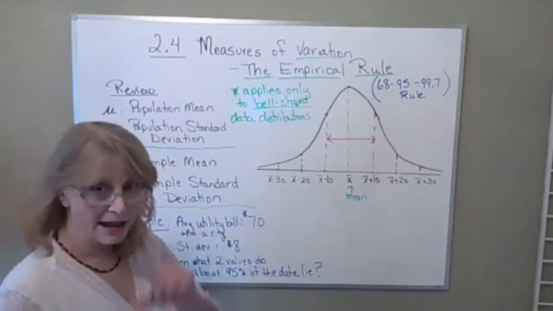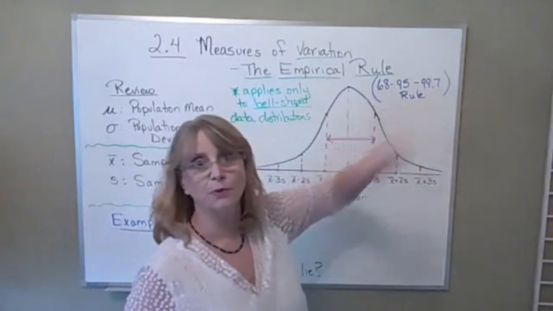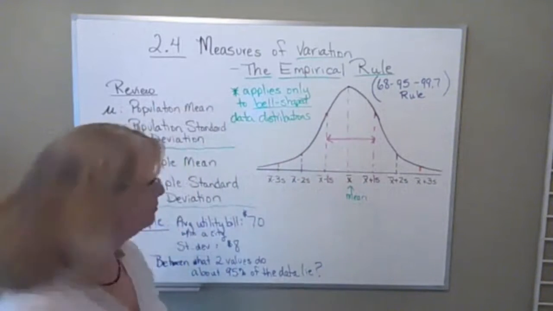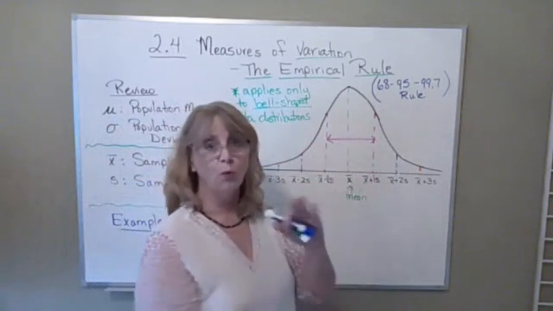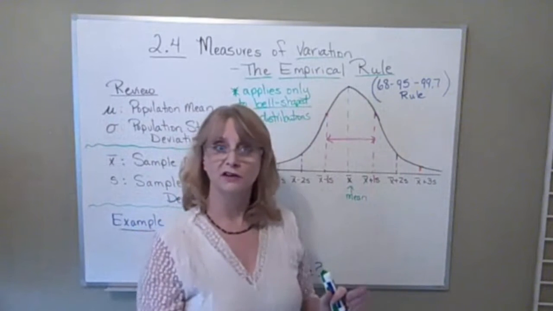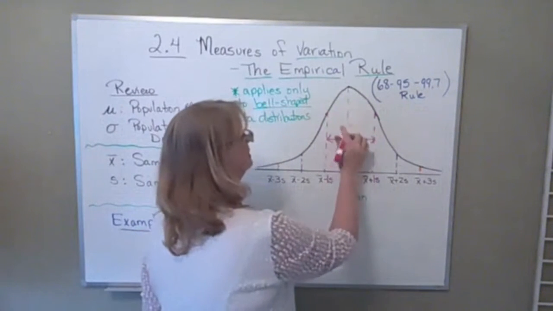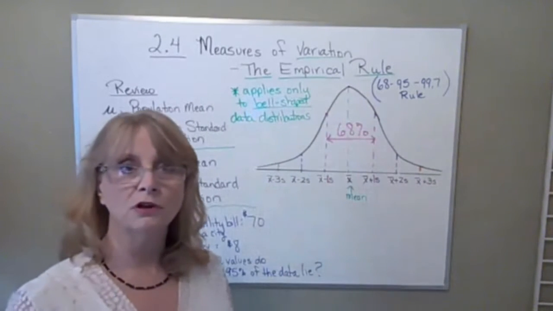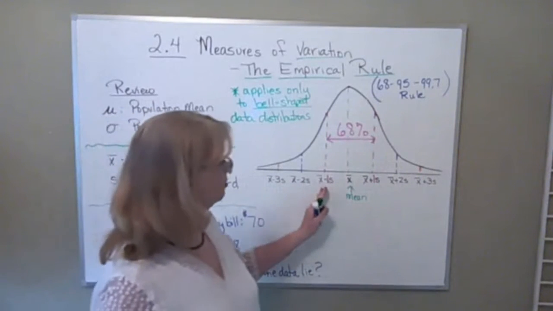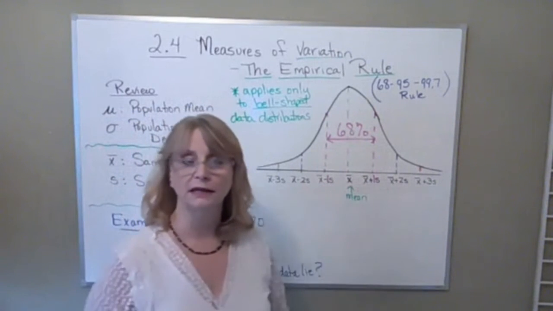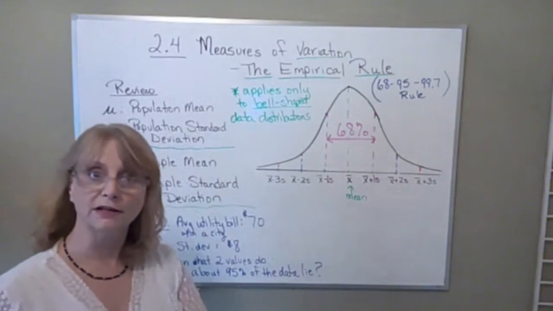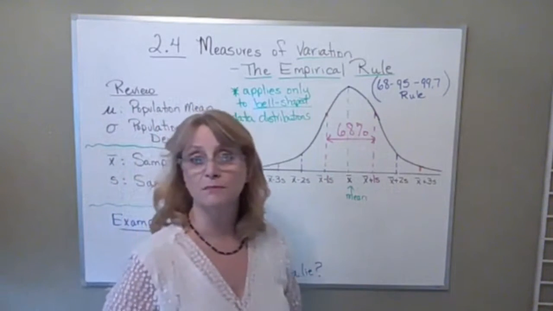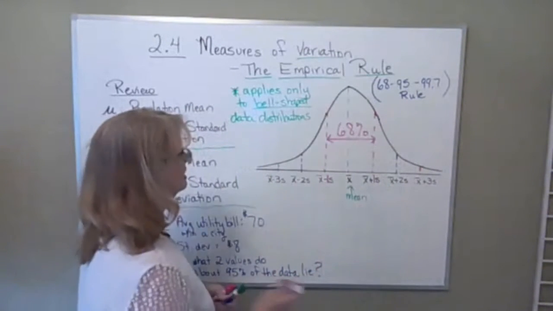The other name for the empirical rule is the 68, 95, 99.7 rule. The reason it's called that is that the percentage of data values that fall between 1 standard deviation below and 1 standard deviation above the mean is 68%. So 68% of the data values will fall between -1 and +1 standard deviation of the mean. If you go out 2 standard deviations, you get an even bigger piece of the bell.